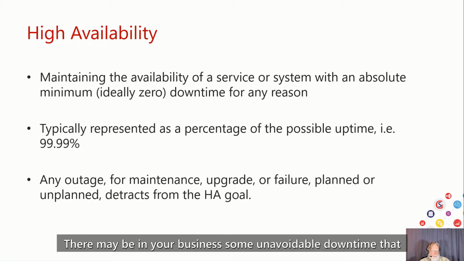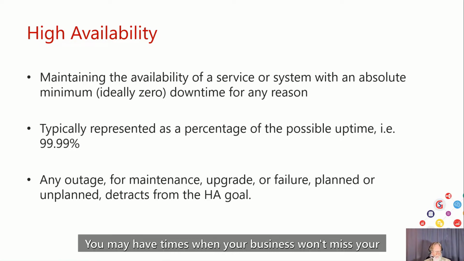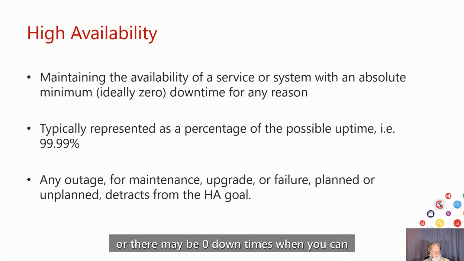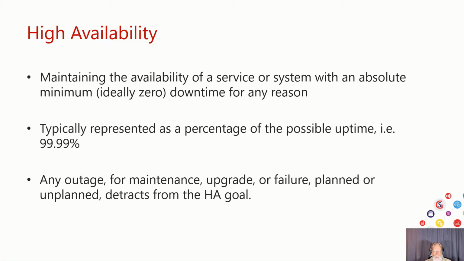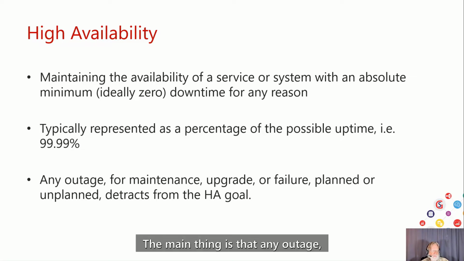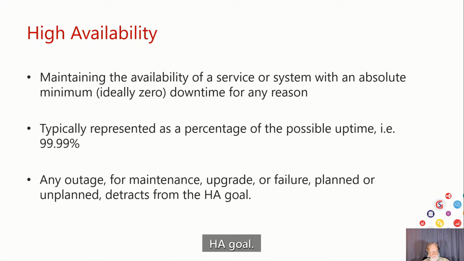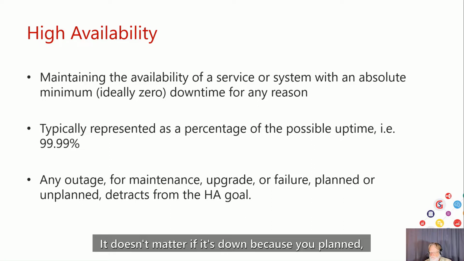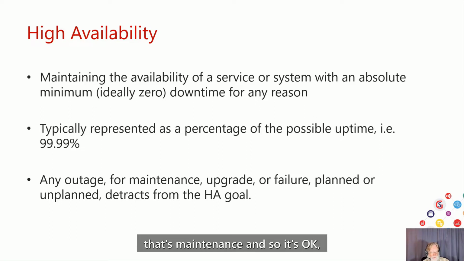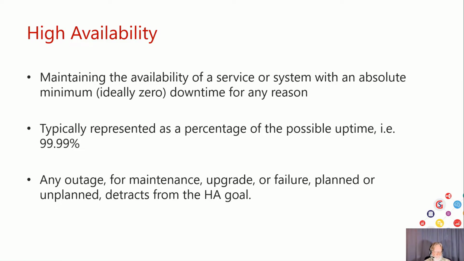There may be in your business some unavoidable downtime that is acceptable. You may have times when your business won't miss your system being down, or there may be zero times when you can tolerate any downtime. The main thing is that any outage, maintenance, upgrade, failure, planned or unplanned, takes away from your HA goal. So if you have a goal of 4 nines, anytime you're down for any reason counts. It doesn't matter if it's down because you planned that maintenance and so it's okay, right? No, it takes away from your HA, meeting your HA goals.